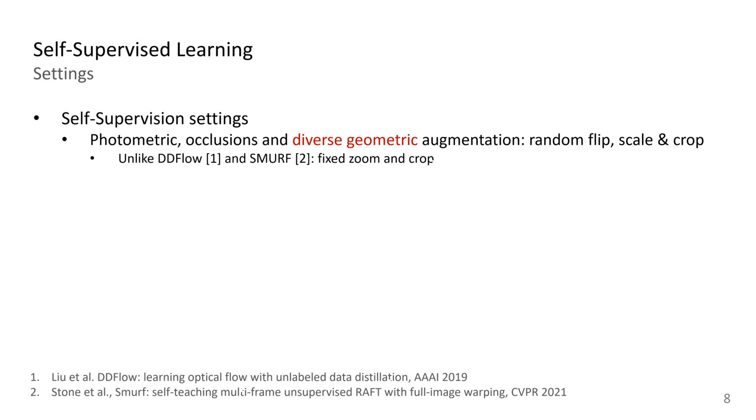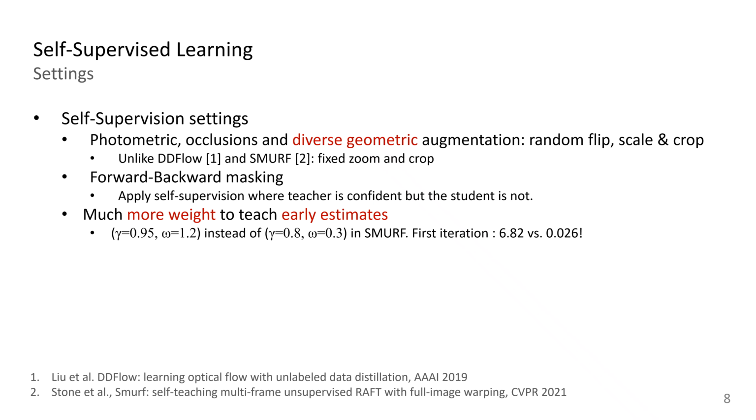Let's now talk about what is different in our approach compared to SMURF. The first aspect is the self-supervision settings, where we apply photometric, occlusions, and diverse geometric augmentations. And this is unlike DDFlow and SMURF that follow a fixed zoom and crop transformation for self-supervision. Also, as mentioned before, we only apply self-supervision where the teacher is confident and the student is not.